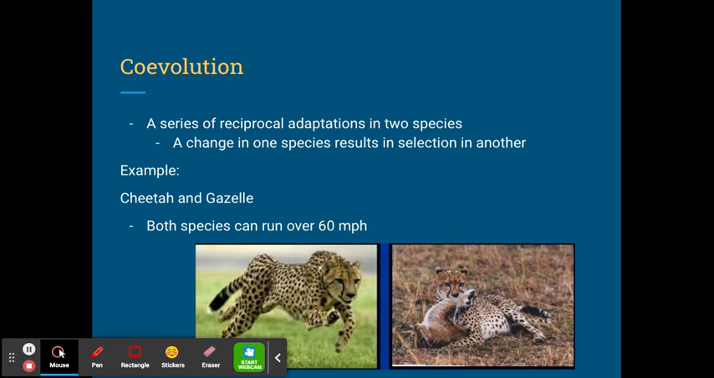Coevolution, a series of reciprocal adaptations in two species, so events that happen at the same time. A change in one species results in selection in another. So an example here would be a cheetah and a gazelle. Both species can run over 60 miles an hour. Obviously, we've talked about that kind of biological arms race. If the prey species is outrunning its predator, it's going to be an issue for the predator, meaning its existence is going to be in question, right? So therefore, the cheetah has to be able to run fast to catch its prey to compete and then survive.